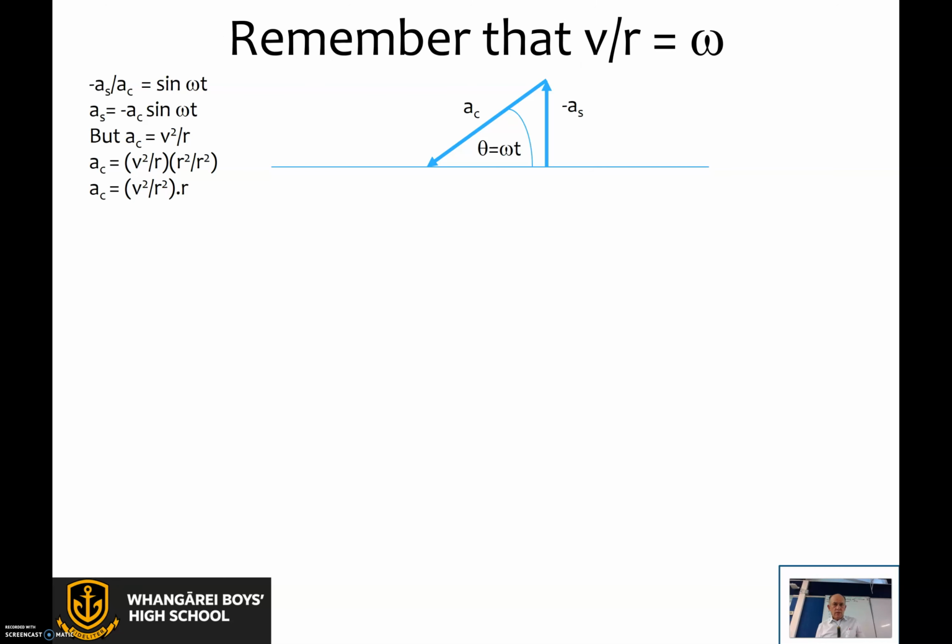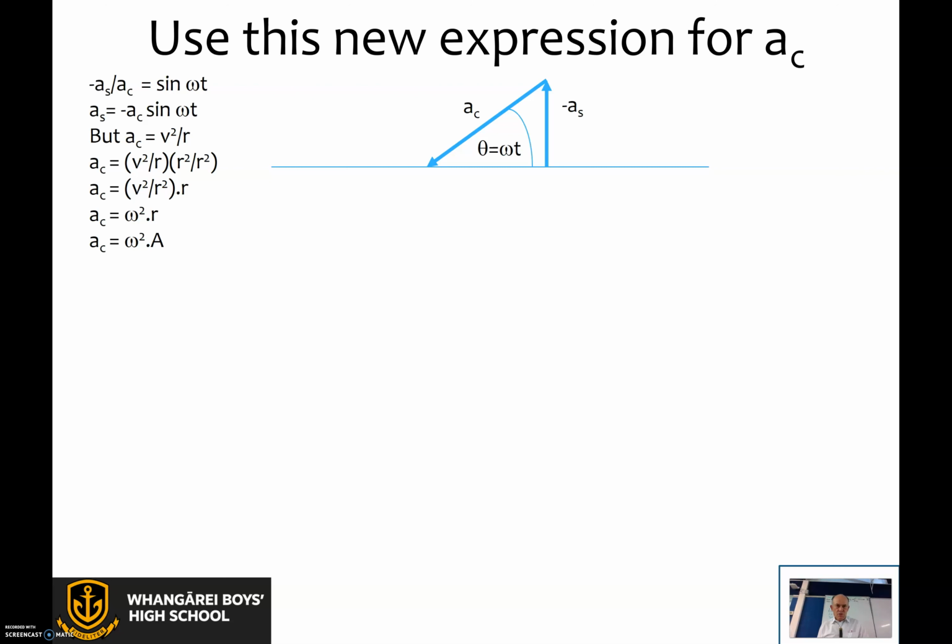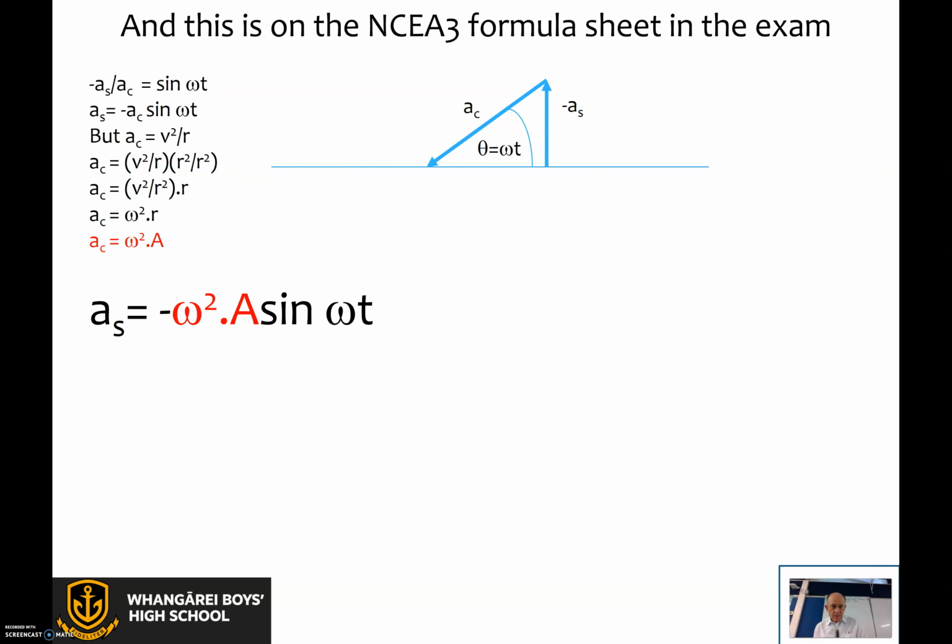Okay, that's neat. Now remember that v upon r is omega, so v squared upon r squared is omega squared. We also know for simple harmonic motion that the radius of the reference circle is equal to the amplitude of the motion, so we change r to an A. Let's set this new expression for the centripetal acceleration off to one side, and then put it into the AC at the top. Copy the equation down, and there's AC in red in those two places, and we plonk omega squared A into there. Now that is on the formula sheet in the exam.